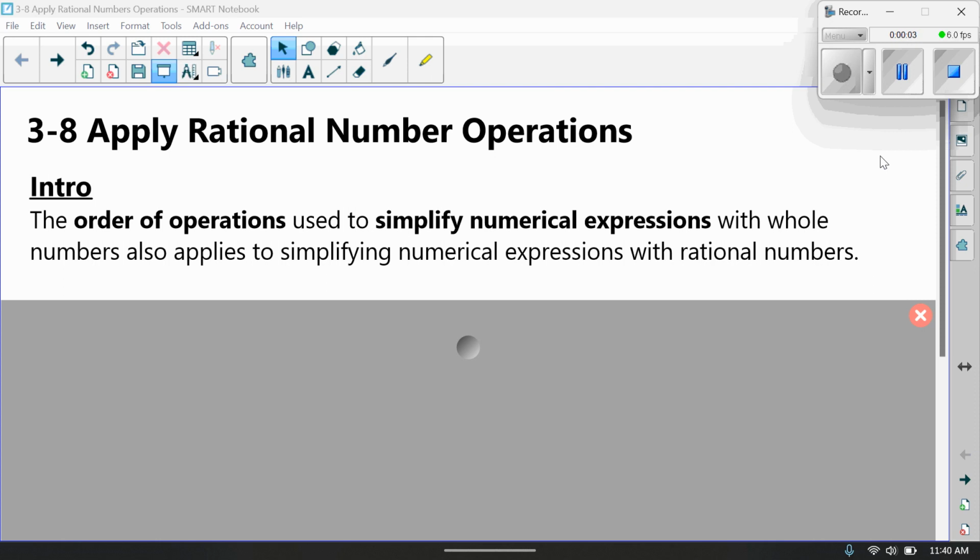Lesson 3-8 is apply rational numbers. So make sure you label your notes. Here we have the intro, which says that the order of operations is used to simplify numerical expressions with whole numbers. Those rules, those order of operations, also apply to simplifying numerical expressions with rational numbers.